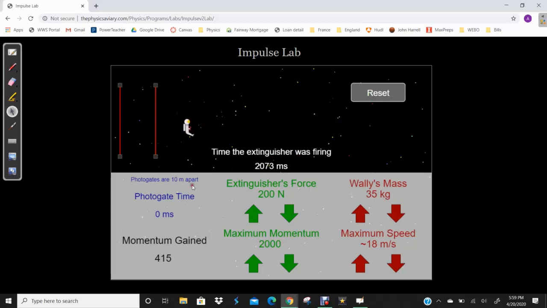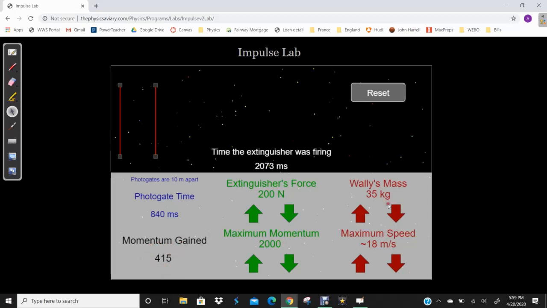And then what's happening over here is we have a known distance between the photo gates. Why are there photo gates in space? I have no idea, but there are. They're 10 meters apart, and then it calculates the time that it took for Wally to go from one to the other, similar to what we did in the hockey lab. So if we have a distance and a time, we can calculate Wally's velocity, and this program has already done it for us, and then multiplied it by Wally's mass over here, and that gave the momentum. So Wally gained 415 kilogram meters per second of momentum.